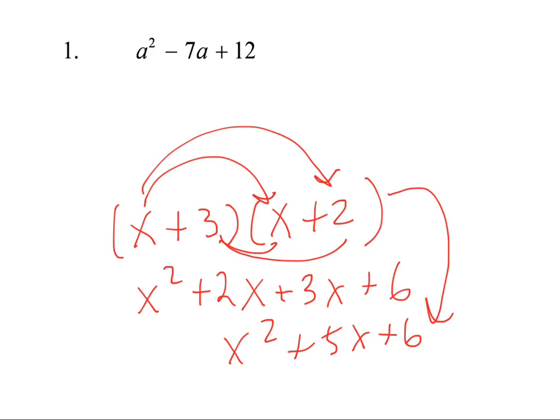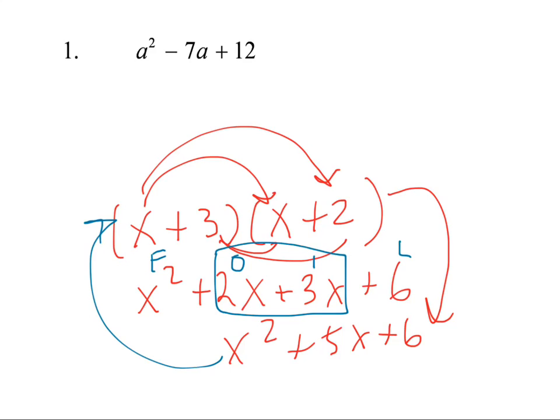Now what we're doing today is taking the trinomial that's already been multiplied and working backwards to find the binomial factors. If we look at the way that these two binomials were multiplied, remember that this is your F, this is your O, this is your I, and this is your L term. Then the O and the I terms added together give one term in the middle. The coefficient of that term is also the sum of those two numbers. And the constant there is the product.